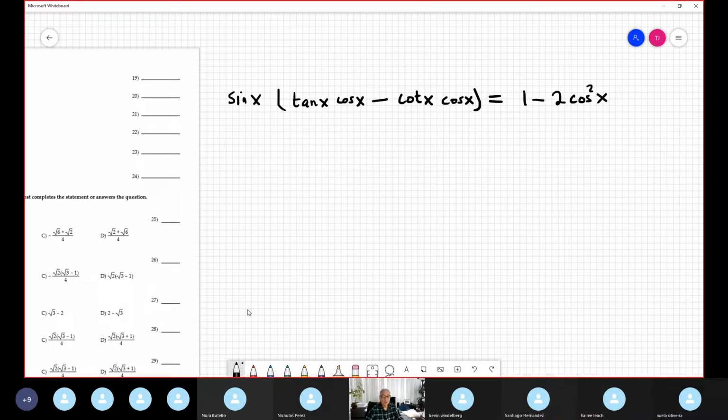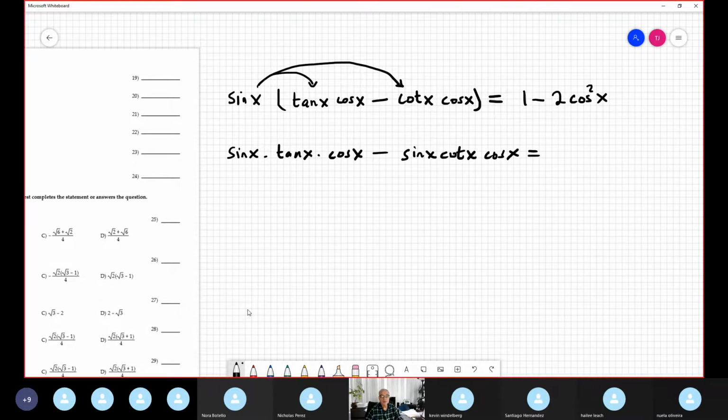Well, again, why not distribute the property? This and this. We have so far sine x times tangent x times cosine x, minus sine x times cotangent x times cosine x, equal to the same. I don't need to write this again. Now, one more time, I suppose.